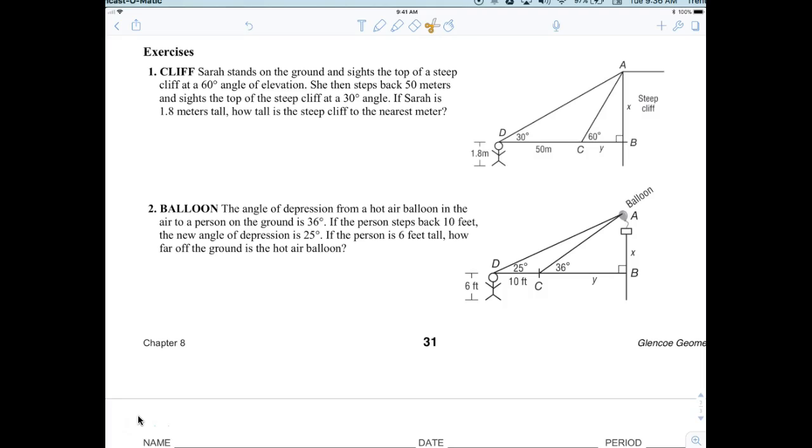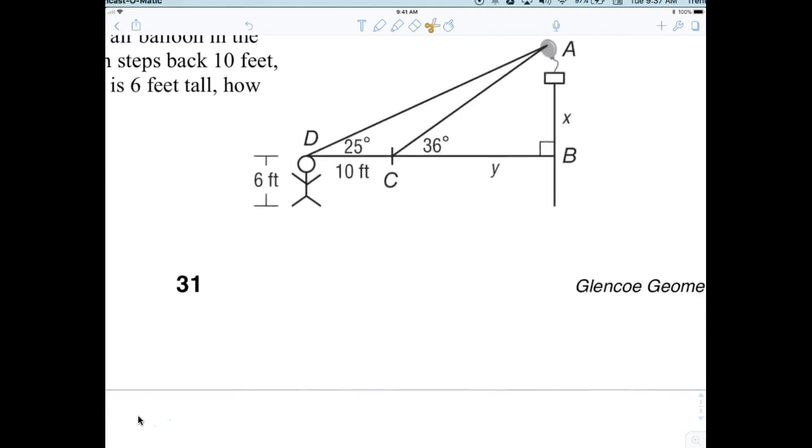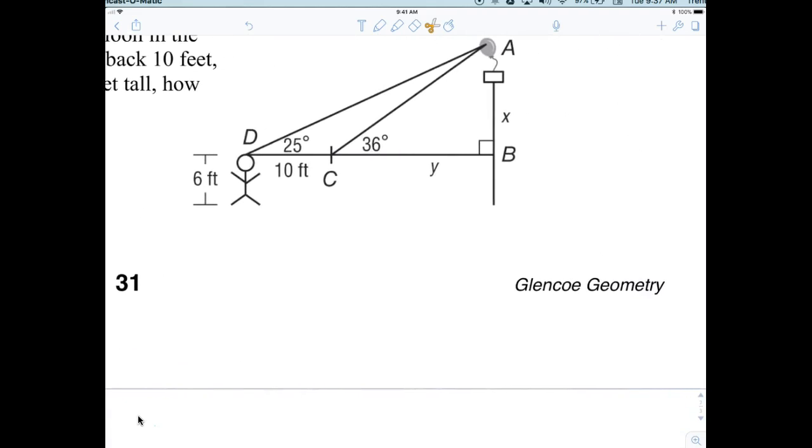Now this one is a little bit more difficult. The reason is that I can't just find x or y. If I take the tangent of 60, it's x over y, and I have 2 variables. Everybody with me on this? So, again, very simple task. I'm going to solve for x and y.